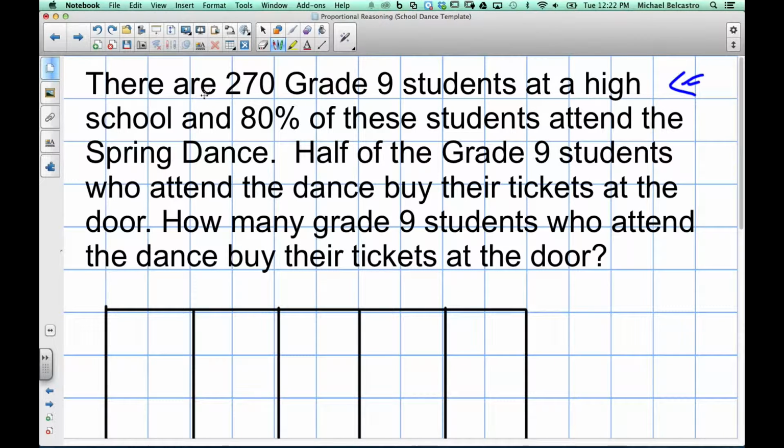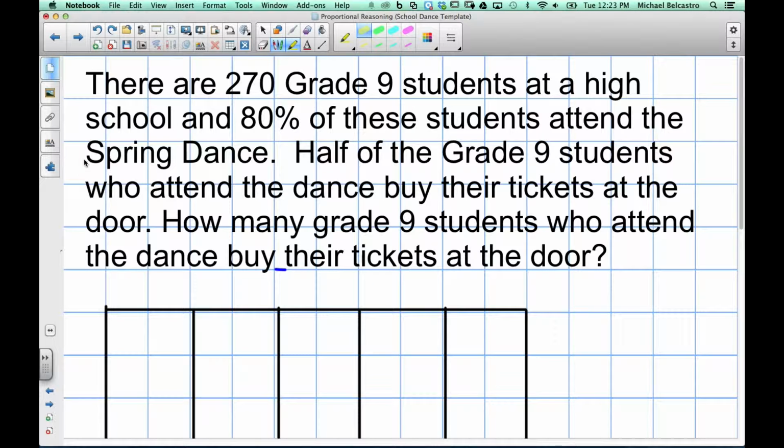Okay, we'll read through it once, and highlight what's important the second time we read through it. There are 270 grade 9 students at a high school, and 80% of these students attend the spring dance. Half of the grade 9 students who attend the dance buy their tickets at the door. How many grade 9 students who attend the dance buy their tickets at the door? Okay, so let's highlight what's important.